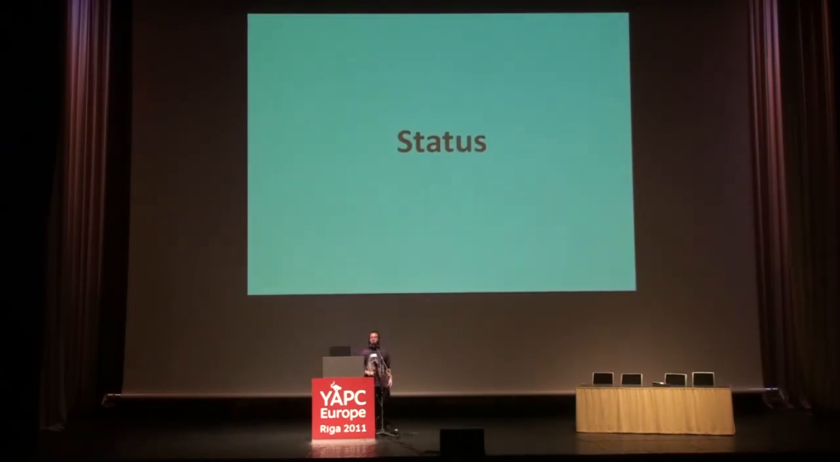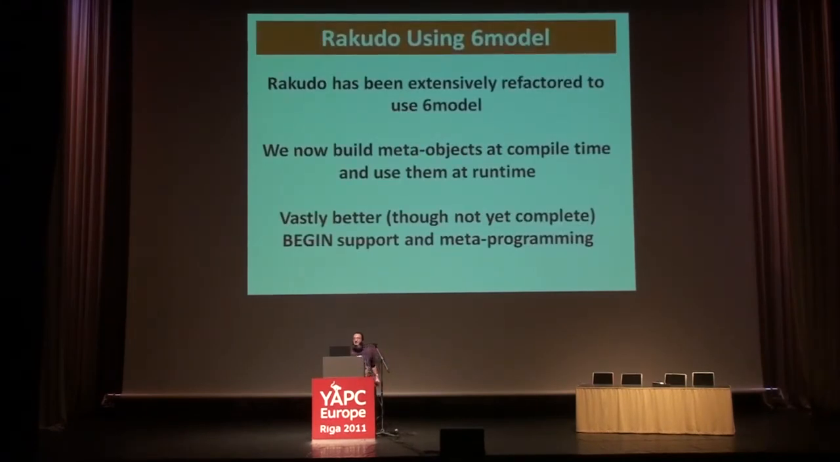So I'm just going to finish up with a little bit on where we are now, and then a little bit about our roadmap. The status is that Rakudo is using 6model underneath in the non-branch, and we're about to make that master imminently, probably during YAPC.